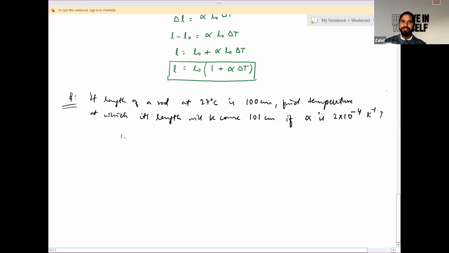In this part, we have initial temperature T naught as 27 degrees Celsius. This length 100 centimeter, write it as L naught, convert it into meters, so it will be just 1 meter. Final length is 101 centimeters, so it will be 1.01 meter. Alpha is 2 into 10 to the power minus 4 Kelvin inverse, or it will be equivalent to Celsius inverse also. So just put all the values in the above formula and simplify it.